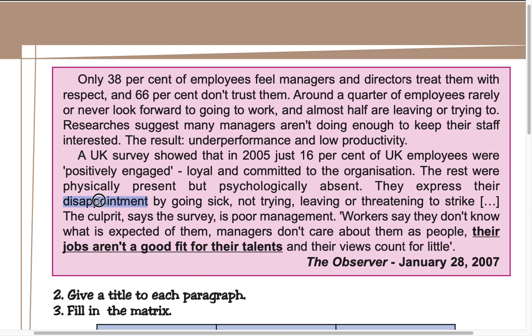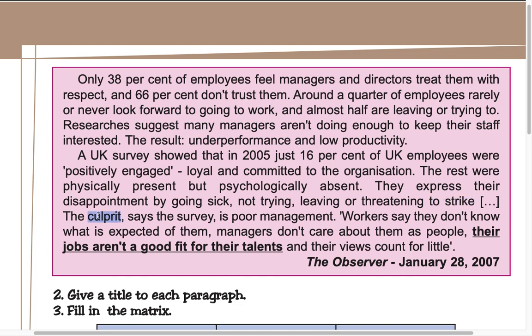They express their disappointment. This is one of the main feelings by going sick. They say they are sick, by not trying, leaving, or threatening to strike. A strike is when a number of employees choose not to work. They may go to the company, but together they decide not to work, to express their anger, or to demand some pay rise or better conditions.